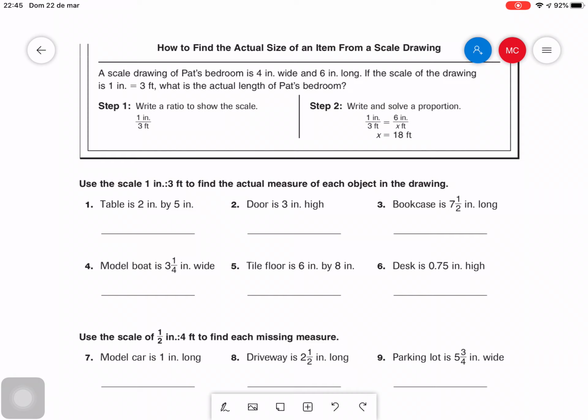We're going to do together number 4 and 3, okay? Those are the ones that we're going to do together. And then you do by yourself the second exercise.